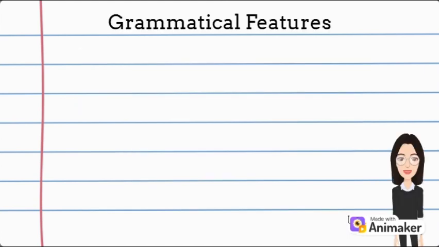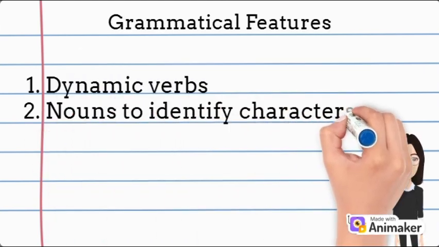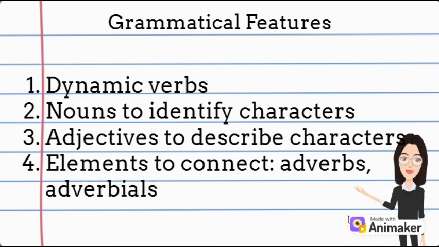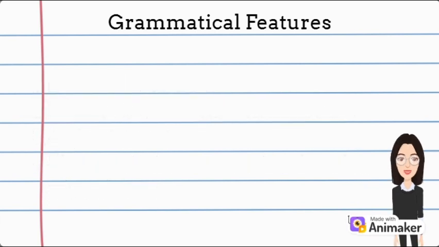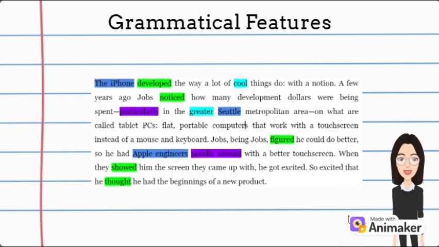The grammatical features present in narrative text are dynamic verbs, nouns to identify characters, adjectives to describe characters, and elements to connect, such as adverbs or adverbial clauses. We must mention that sometimes some of the grammatical features may not appear. This is an extract of the text in which some grammatical features are present. The dynamic verbs are highlighted in green, the nouns are in blue, the adjectives are in light blue, and the elements to connect are in purple.